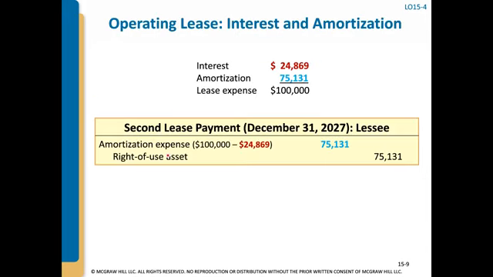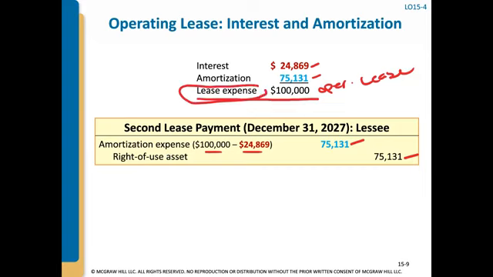What I'm going to do is debit amortization expense for $75,131, which was just my payment less the interest component of it. And I'm going to credit my right of use asset. So here's the breakout between the interest expense and amortization expense. I want to point out that the lease expense is $100,000. In an operating lease, when you look at your income statement, they're going to report this lease expense as one number. They do not break it out between interest and amortization like they do in a finance lease.